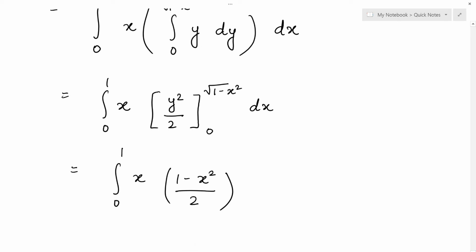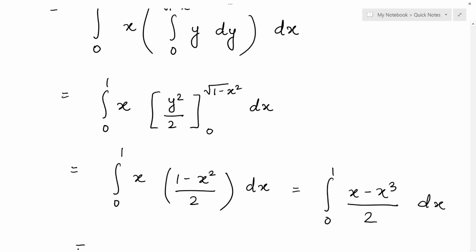I substituted the limits. Under root of 1 minus x square, the whole square becomes 1 minus x square, and then the lower limit, which is 0. So this is what you will get after solving. So let me simplify this. Let me multiply this x inside. So we will get 0 to 1, x minus x cube by 2 dx.